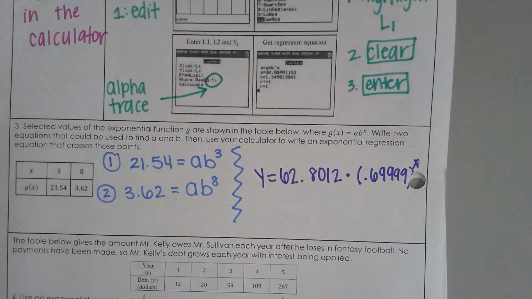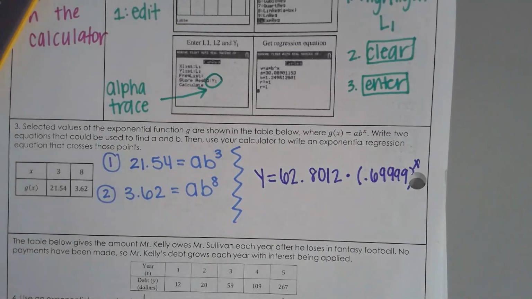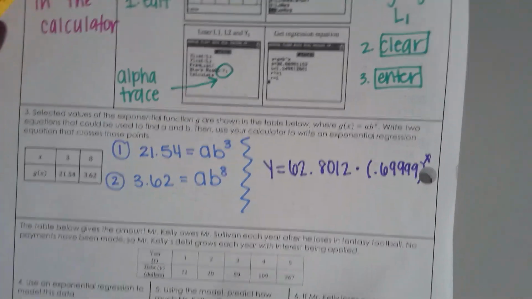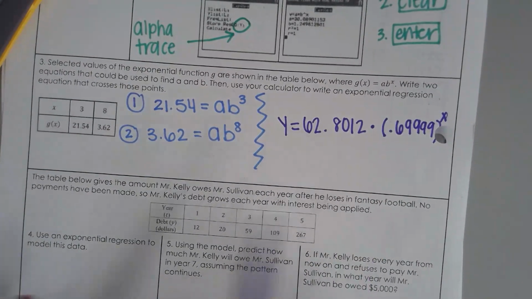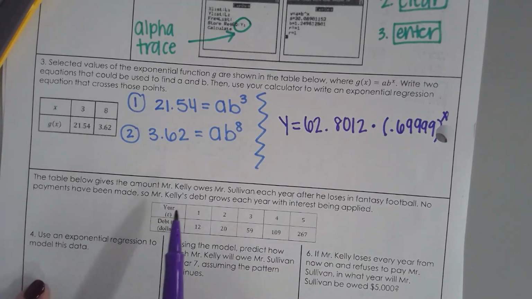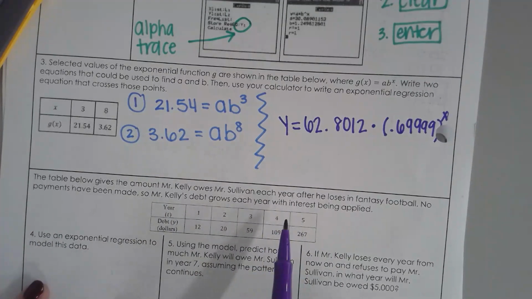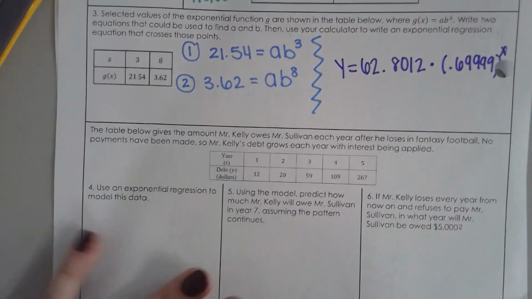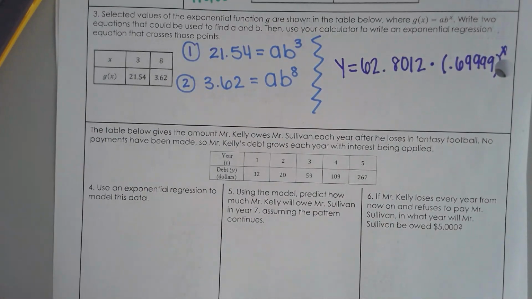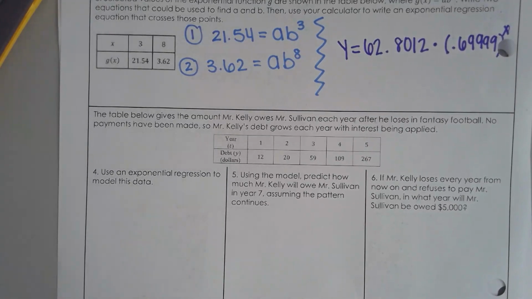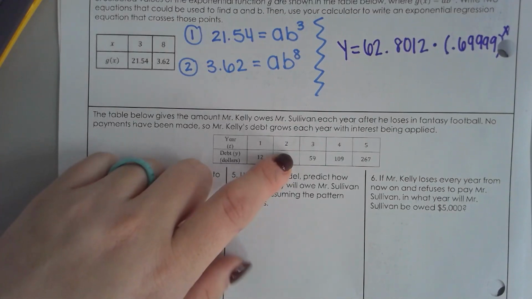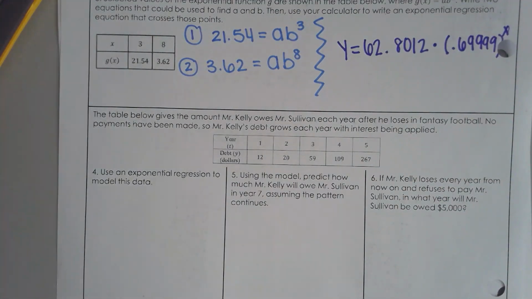So, moving on. The data below gives the amount Mr. Kelly owes Mr. Sullivan each year after he loses in fantasy football. No payments have been made, so Mr. Kelly's debt grows each year with interest being applied. Anytime you've got interest, it's going to be exponential. Number 4 says, use an exponential regression to model this data. So we're going to put these in our list 1, list 2, and find the exponential equation.